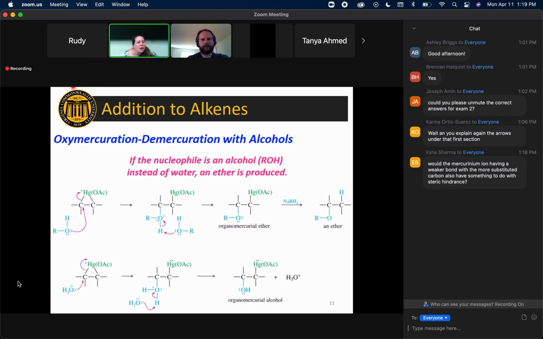All right, there's a comment in the chat box. The question is, would the mercurinium ion having a weaker bond with the more substituted carbon also have something to do with steric hindrance? That's a great question. The answer is probably, but it is more so having to do with the electronics of the more substituted carbon being more delta positive there. But yes, sterics could play a role there as well in lengthening that carbon-mercury bond. It's probably more so the electronics.